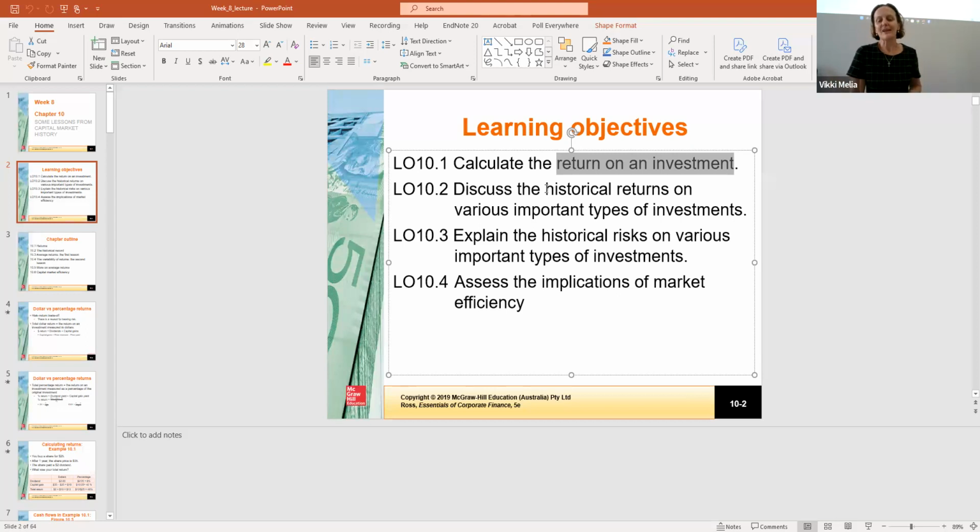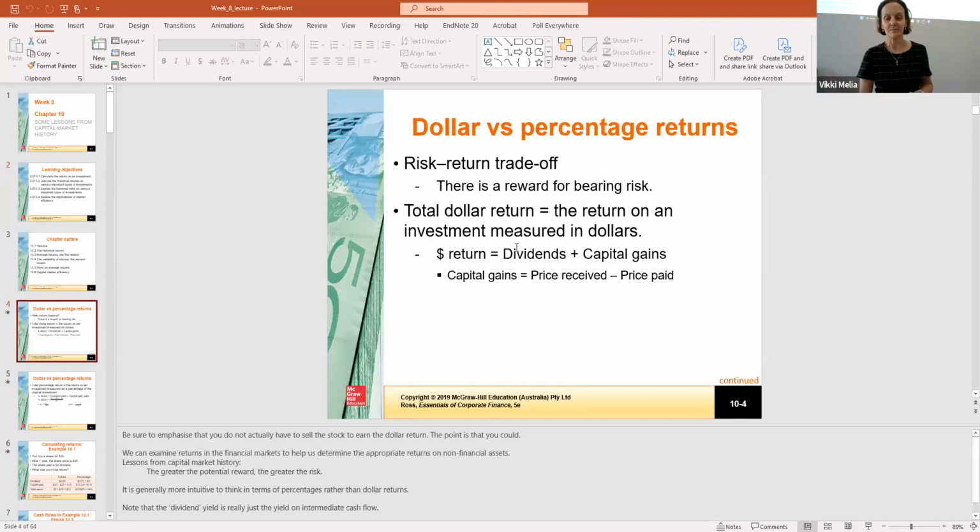We'll have a pretty brief look at historical returns. And the point of looking at historical returns is just to try to consider together the concept of return with risk of an investment, because risk and return go hand in hand when we're investing. And we'll talk about something called market efficiency as well as part of the first chapter in this topic. So we'll start off with calculating returns.